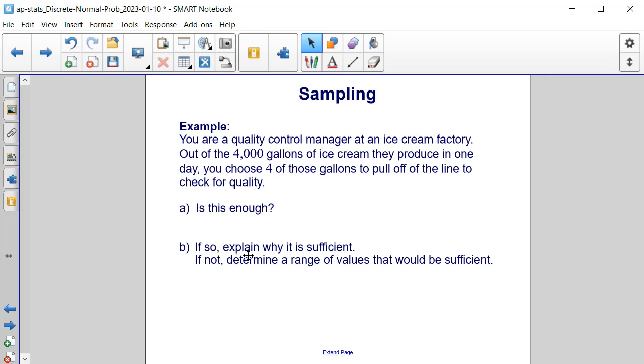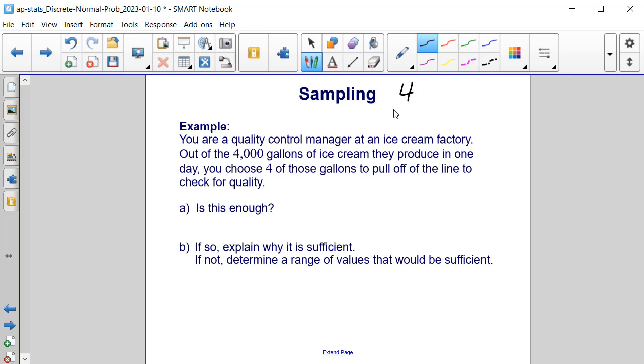Is this enough? And if so, explain why it is sufficient, and if not, determine a range of values that would be sufficient. Well, if we take a look at this, the problem is saying that 4 out of 4,000 gallons of ice cream are being checked, or 1 out of 1,000 when it reduces. And that's also equivalent to being 0.1%. Or 1,000th.